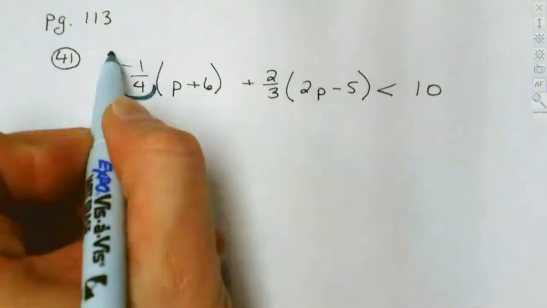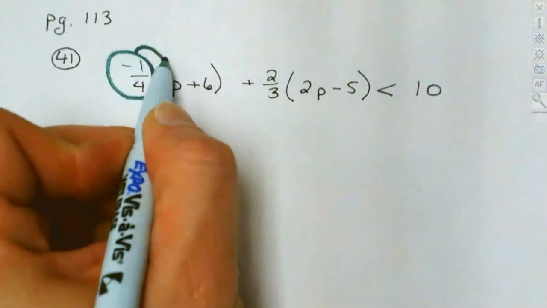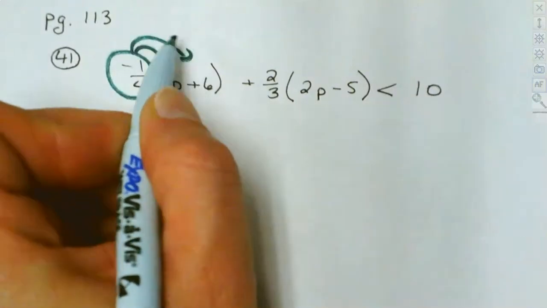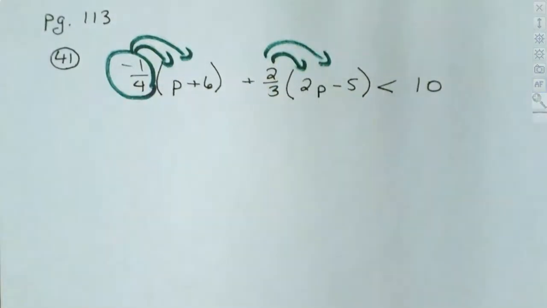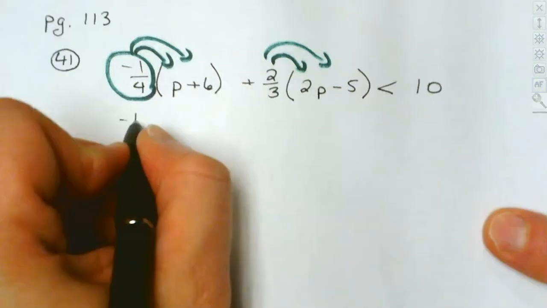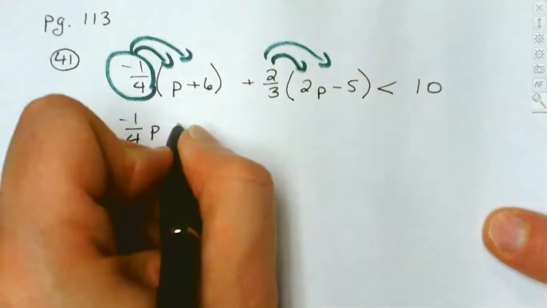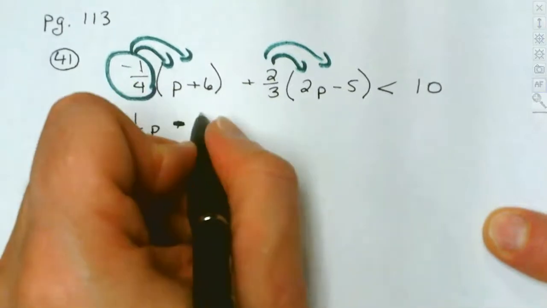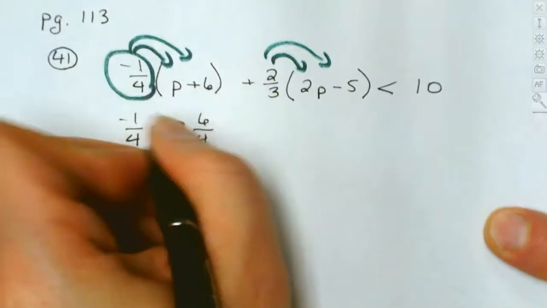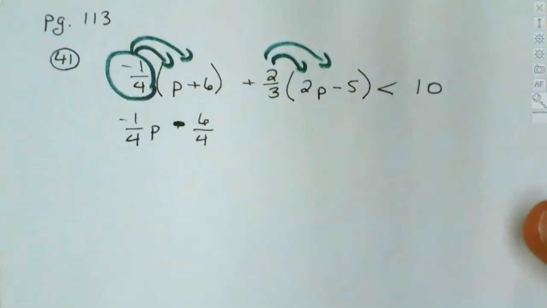Be careful because this is negative, and I like to circle my negatives so that I remember that it's negative. So go ahead and distribute through. And that makes it then minus 1/4 p. Okay, 6 times a negative 1, make your sign correct here, is a negative 6 over 4. We could reduce that down, but we're going to clear our fractions anyways. So might as well just leave it as a minus 6/4. Because you could write that as a minus 3/2.